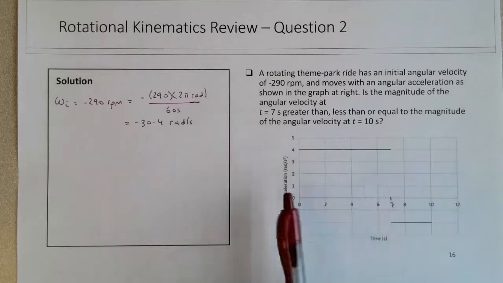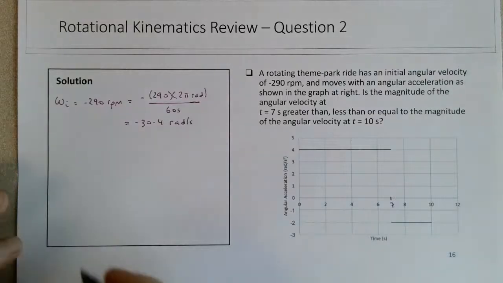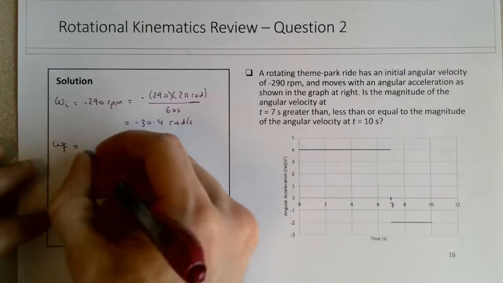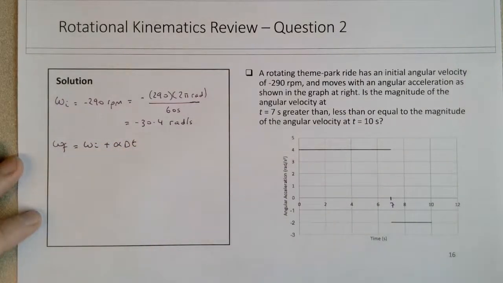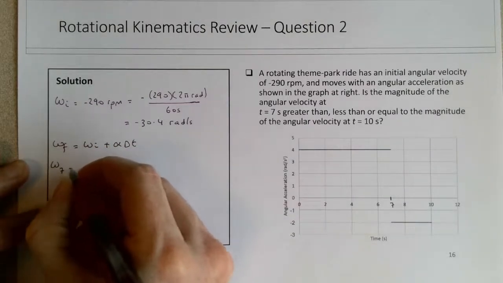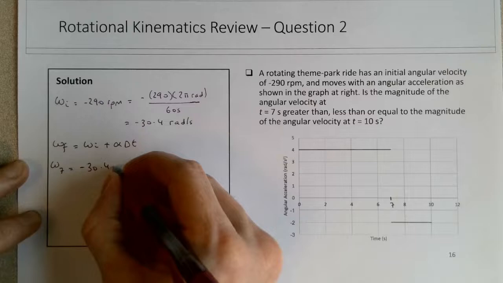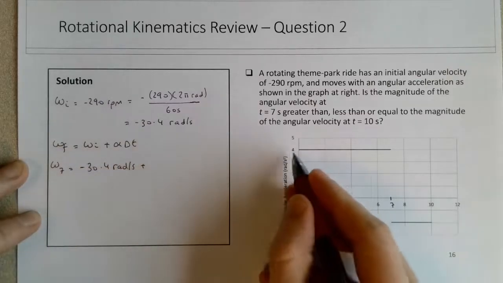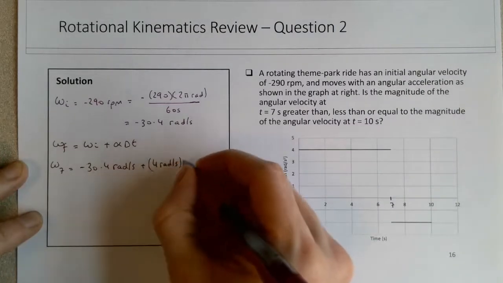Now the angular acceleration is constant for both situations, for the first 7 seconds and from 7 to 10 seconds. They're different values, but they are constant. So to figure out the angular speed at any given time, I can use omega f equals omega i plus alpha delta t. In this example, omega at t equals 7 will be omega i, at t equals 0, which is negative 30.4 radians per second, plus alpha for the first 7 seconds, which is 4 radians per second squared, times the time interval of 7 seconds.